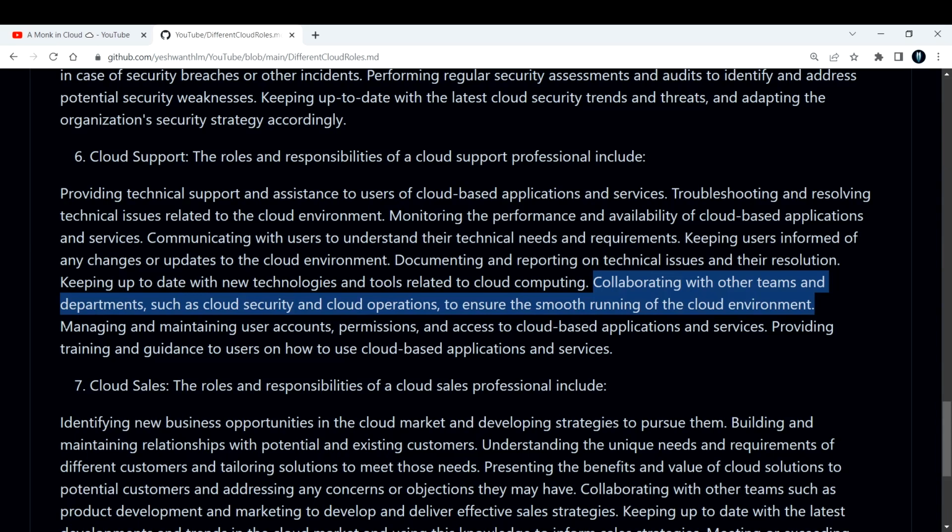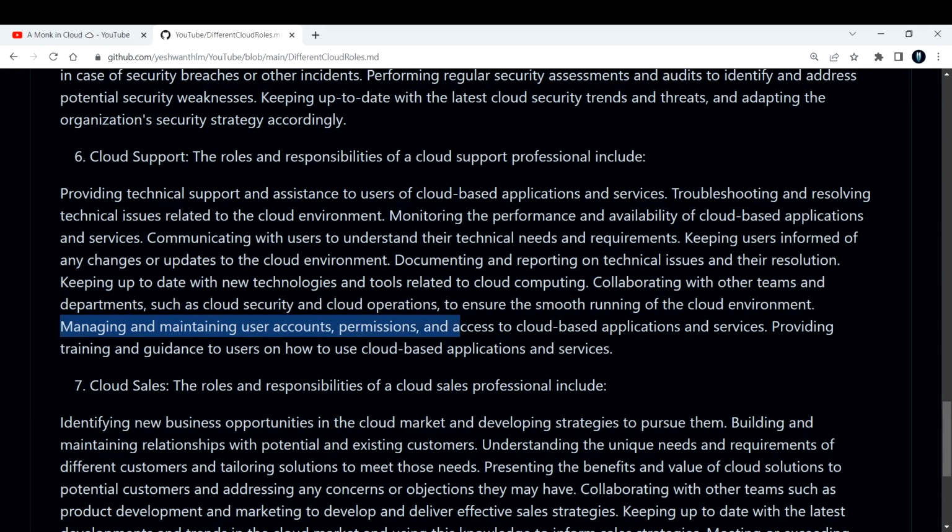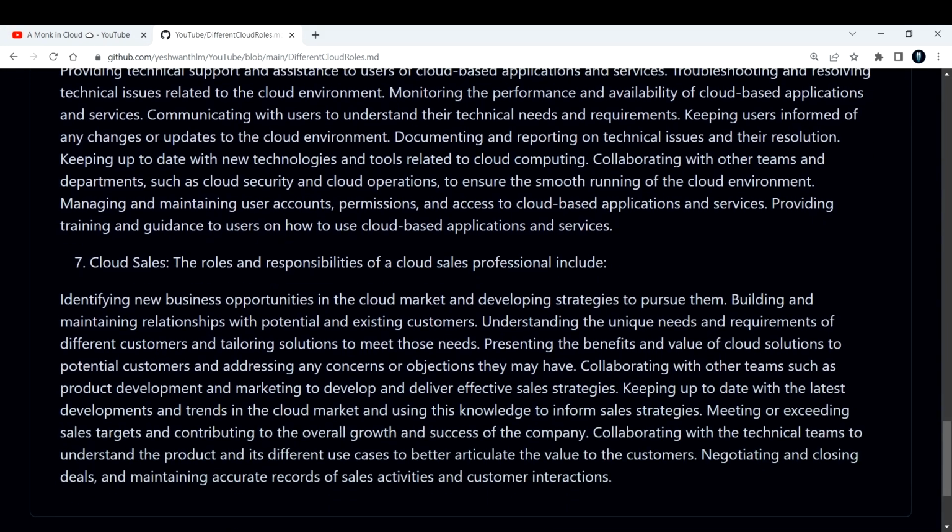Lastly, managing and maintaining user accounts, permissions, and access to cloud-based applications and services, in support with your cloud security team, you would be doing that also. So you would be providing training and guidance to users on how to use cloud-based applications and services, right?